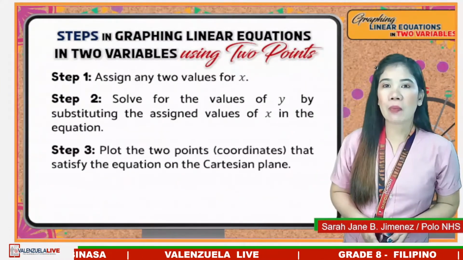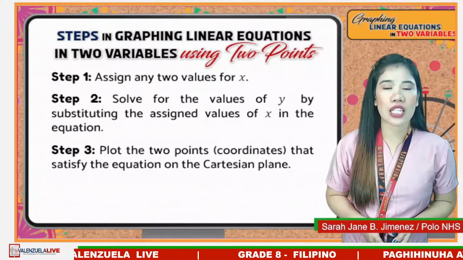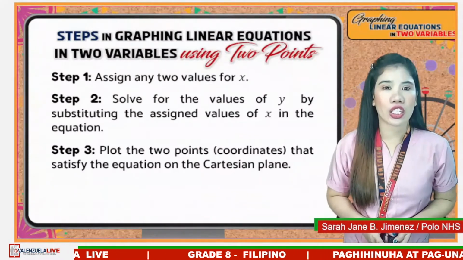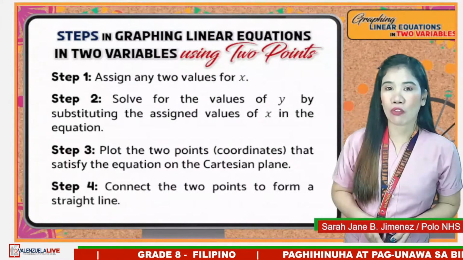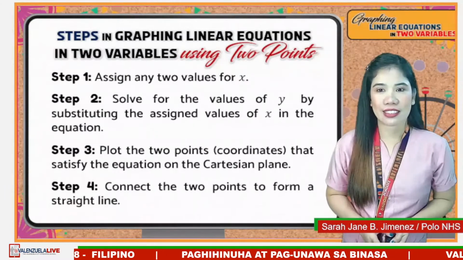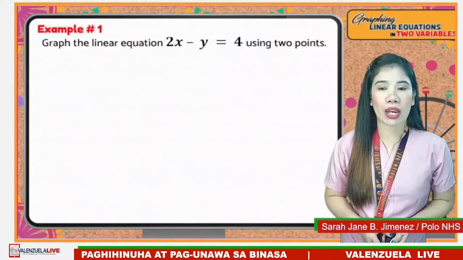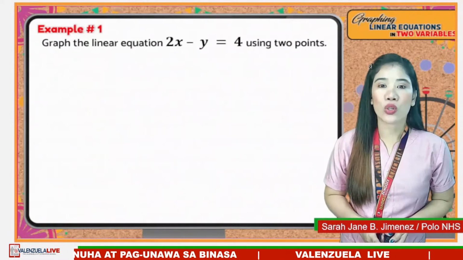Step number 3, plot the 2 points or the coordinates that satisfy the equation on the Cartesian plane. Step number 4, connect the 2 points to form a straight line. Let us start by graphing the linear equation 2x minus y equals 4 using 2 points.